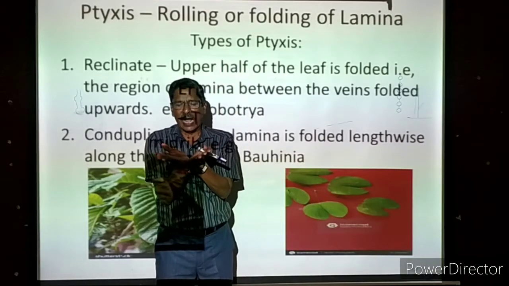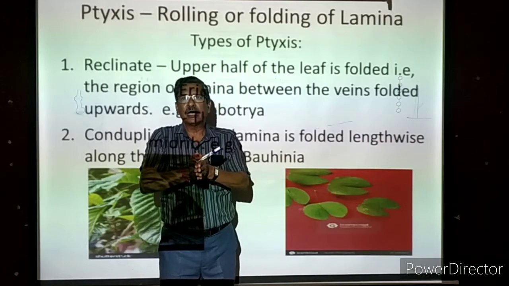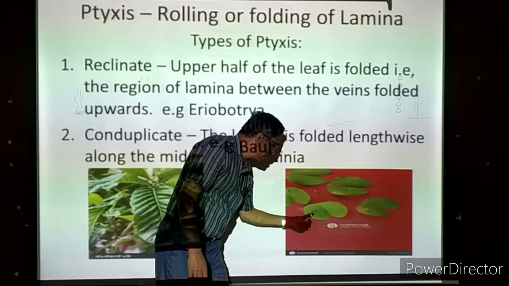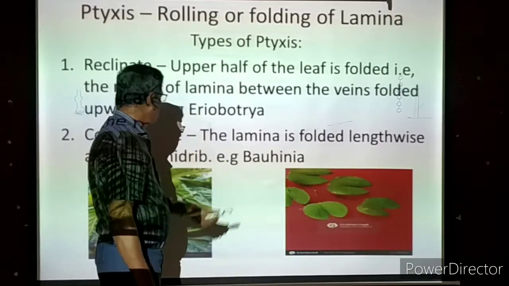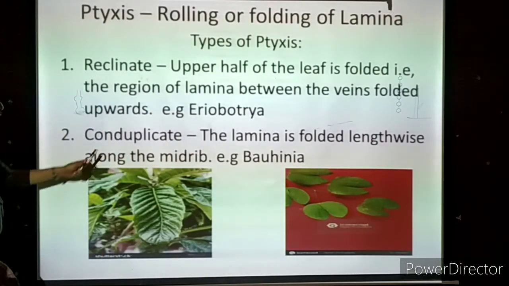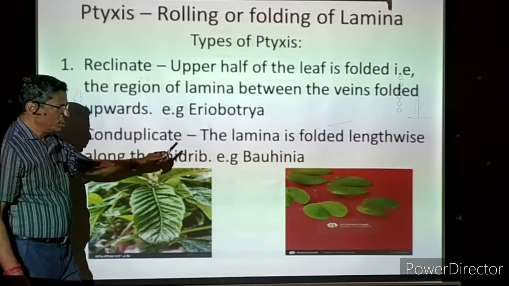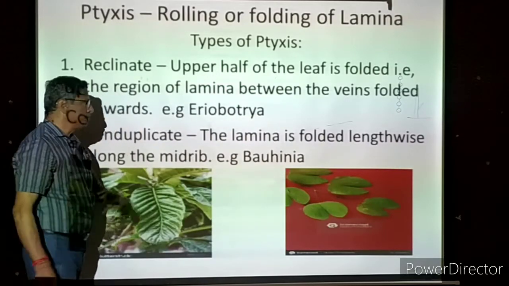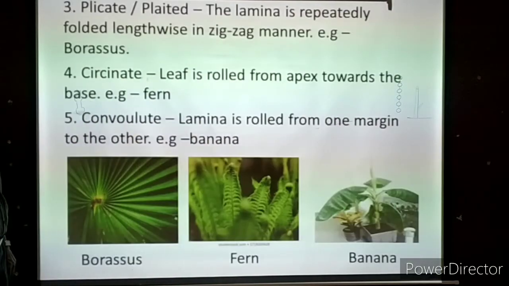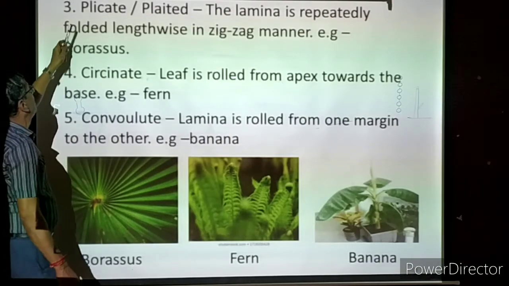Now at the time when it is necessary, what will happen? One lobe and the other lobe along with the midrib at the center, they will be folding, they are coming closer to each other. The upper surface and upper surface will touch each other. Okay, that is called a conduplicate. Now the lamina is folded lengthwise along the midrib. Now the midrib is the center, then they are closing each other. Example, Bauhinia.